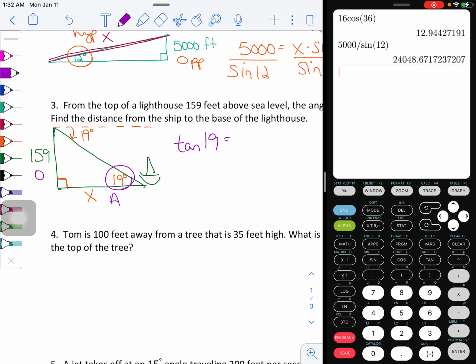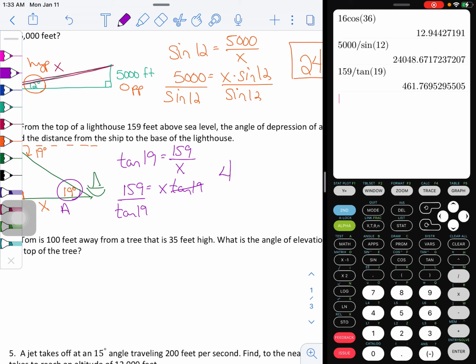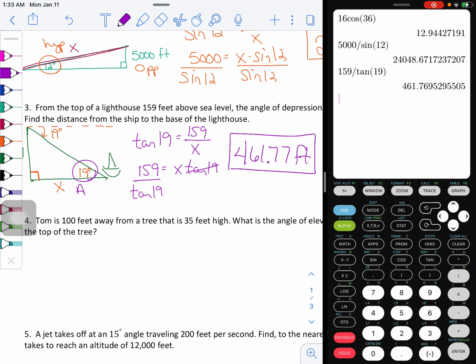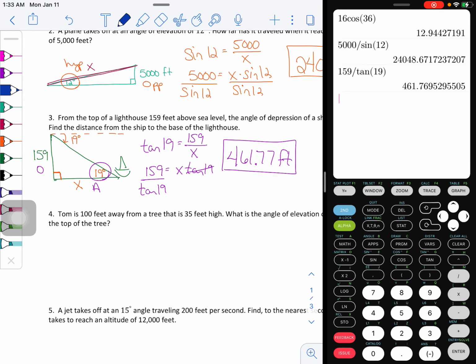And if we are talking about opposite and adjacent, we're dealing with the tangent function. So tangent of 19 is equal to opposite over adjacent. Do a little cross multiplication here. So 159 is equal to x tangent of 19. Divide by the tangent of 19. And into a calculator it goes. All right, so 461.77 feet. I'm just rounding to 2 decimal places when I do this.